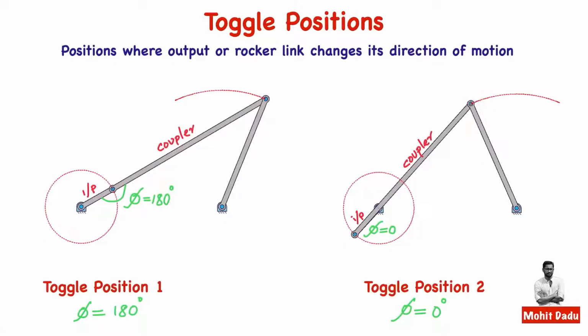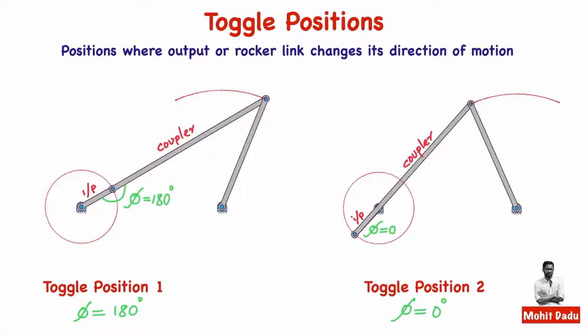So at this point and at this point a change of direction is happening, and such positions are known as toggle positions. And for this mechanism which we have considered, which is a crank rocker mechanism, you can obtain different mechanisms, crank rocker, double crank, double rocker, using this 4 bar mechanism, and that will depend upon the lengths of all 4 links and also on which link is fixed. And this is known as inversion, which I have already explained in some of my other videos.